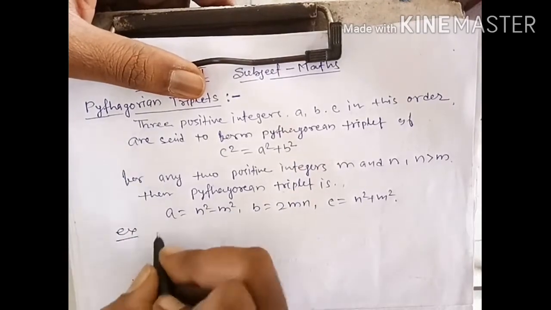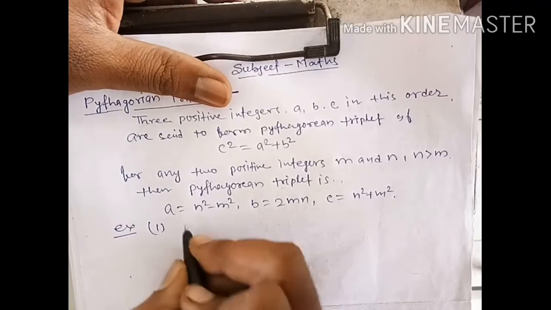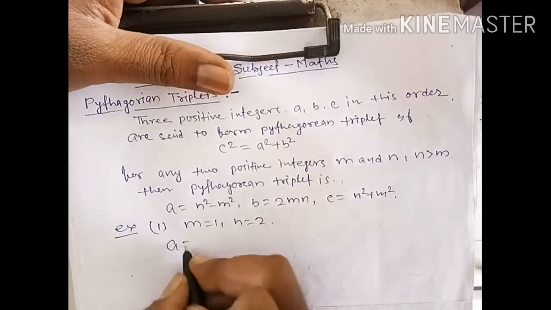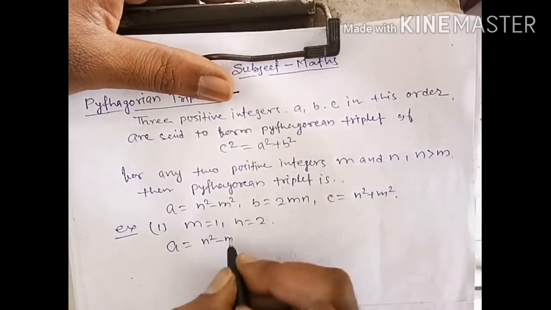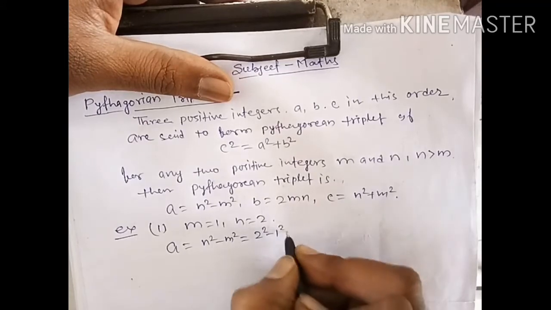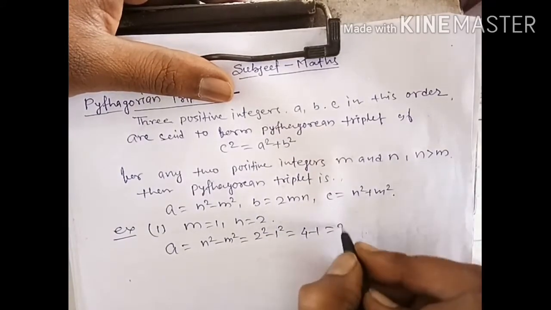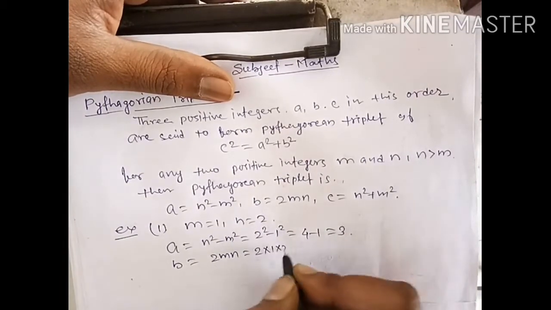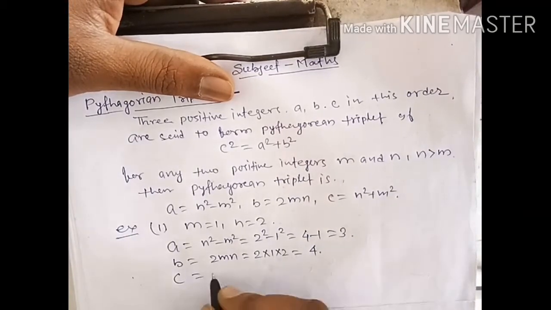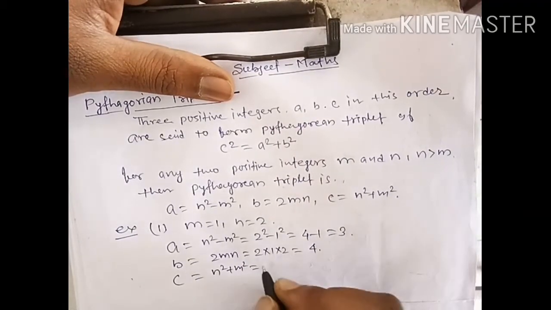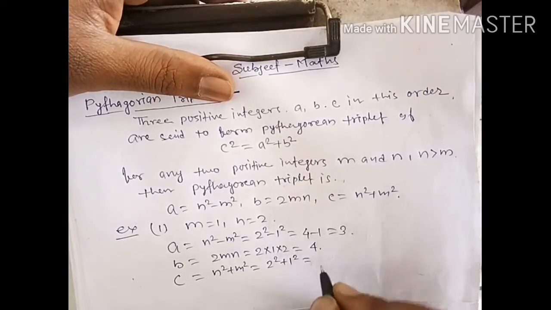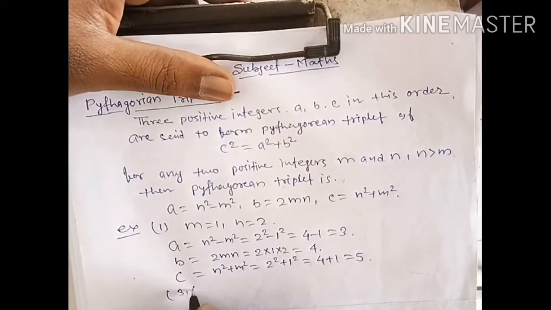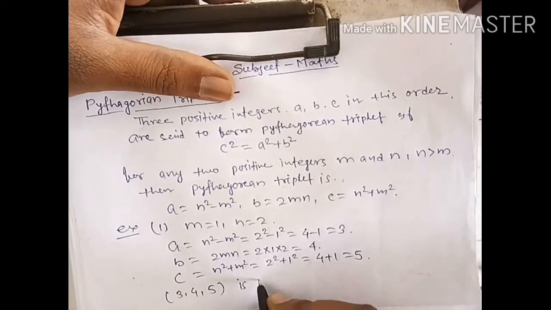For example, if we take m is equal to 1 and n is equal to 2, then a is equal to n square minus m square, that is 2 square minus 1 square, that is 4 minus 1, that is 3. b is equal to 2mn, it means 2 into 1 into 2, that is 4, and c is equal to n square plus m square, that is 2 square plus 1 square, that is 4 plus 1, 5. So 3, 4, 5 is a Pythagorean triplet.